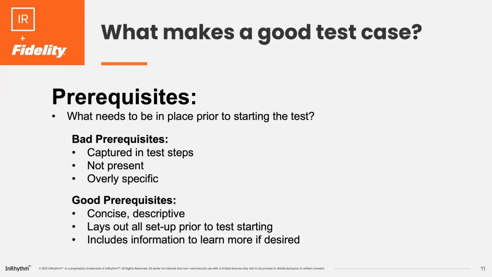Examples of good prerequisite qualities are they are concise, they are descriptive. Ideally, I want to be able to read a prerequisite, know exactly what it is and what I need to do, and it needs to describe what is going to be set up. It should lay out everything that needs to be set up prior to the test starting, and it should include information to learn more if desired. This is a really helpful one, and the main reason why I like the Xray setup is that it's essentially a separate ticket that you can click into with what really is a Confluence page, right, of data that sets up this prerequisite and kind of what's going on.